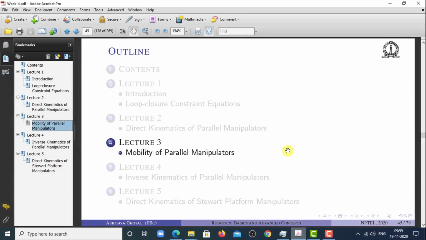Welcome to this NPTEL lecture on robotics, basics and advanced concepts. In this lecture, we will look at mobility of parallel manipulators.